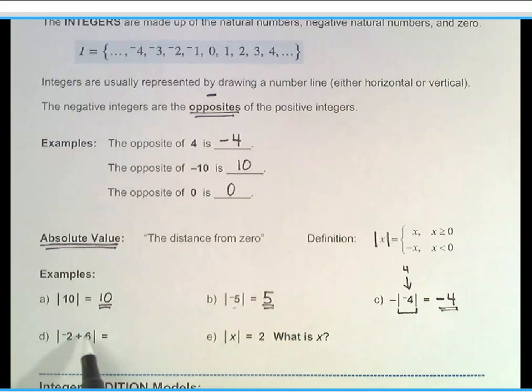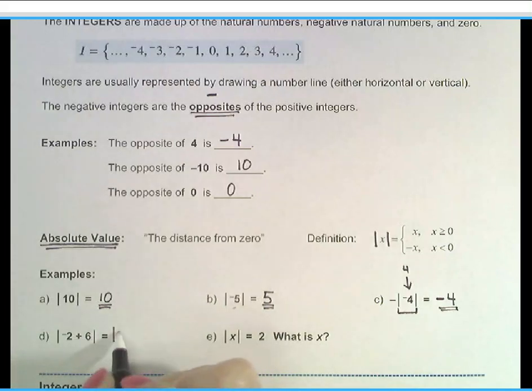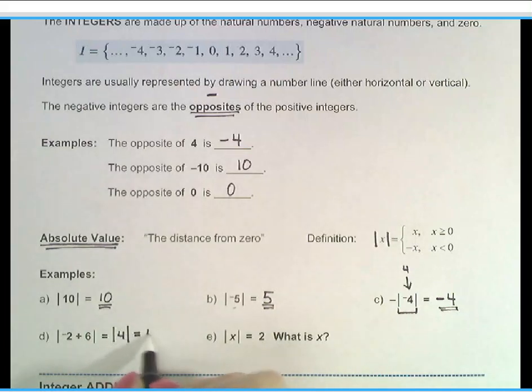And then sometimes you have a little bit of work to do inside the absolute value bars. So if we have negative 2 and we add 6, so negative 2 plus 6 would actually equal 4. So we would be looking at the absolute value of 4. And how far is 4 away from 0? 4 steps.